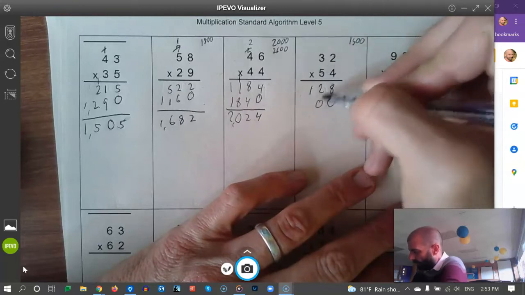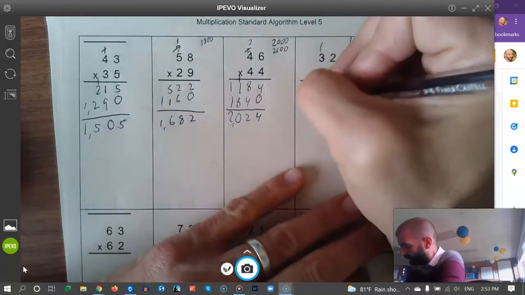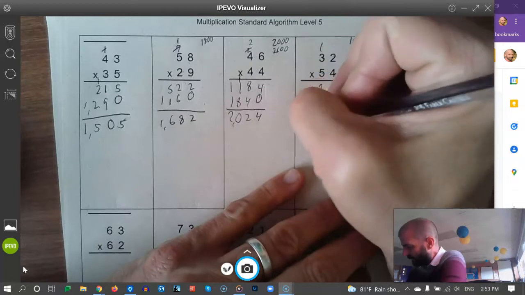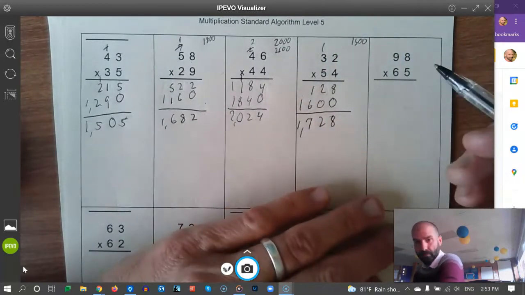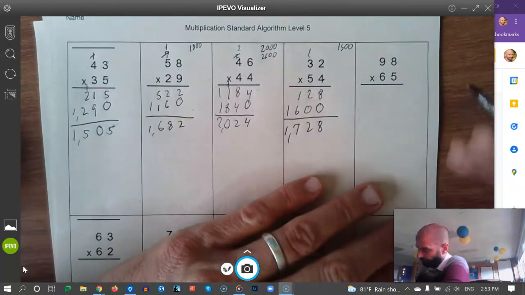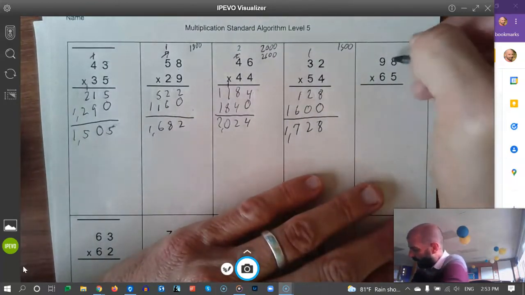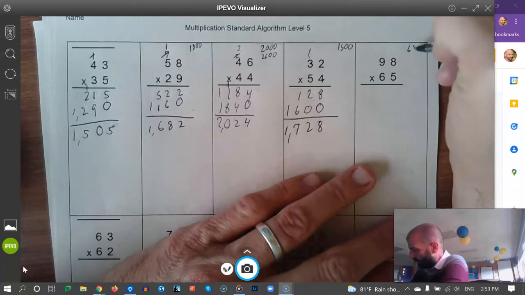5 times 2 is 10. Carry the 1. 5 times 3 is 15. Plus 1 is 16. 8, 2, 7, 1. 1,700. That's around 1,500. So I think I've done it well. All right, 100 times 65 is 6,500.